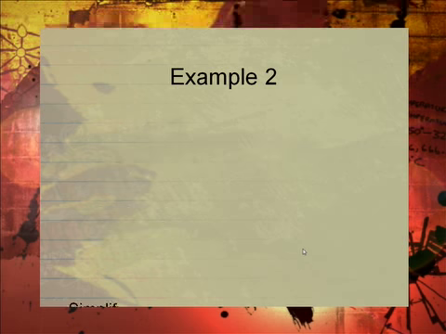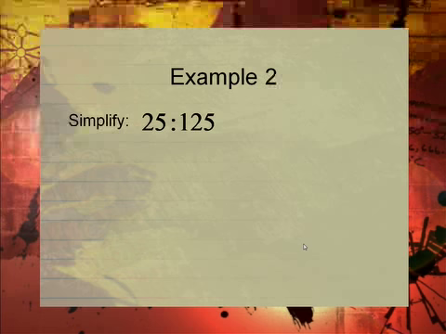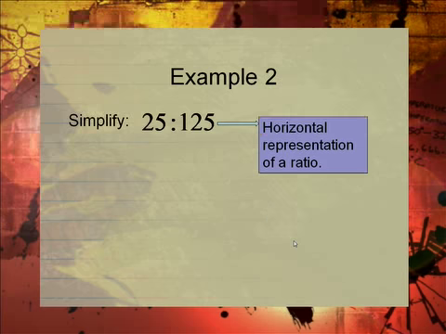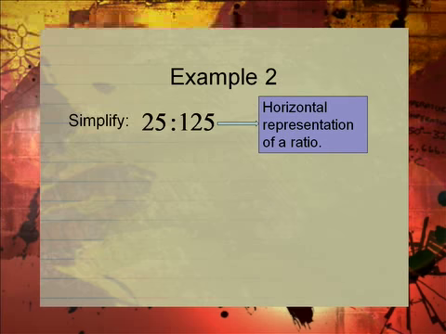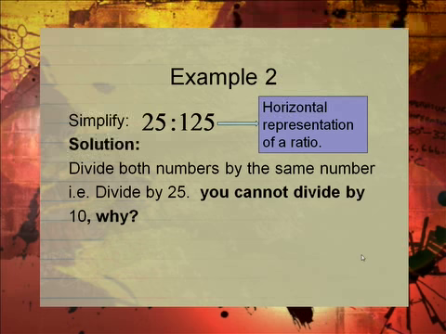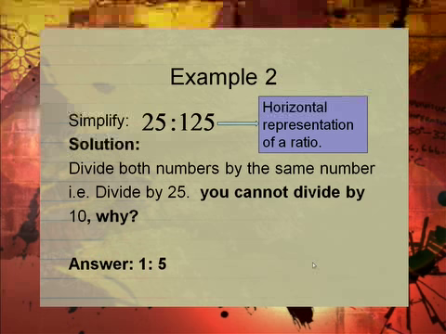Cool. Let's look at example 2, where we simplify 25 is to 125. Guys, what did I say? This means 25/125. I know that you're happy if you deal with fractions, guys, like that. This is horizontal representation, but you can convert it to 25/125. Let's have a look. Solution here, you divide by the same number, remember? Okay, but you cannot divide by 10, because 10 will make this decimals. This is why I said so. 10 will make it decimal. So the answer is 1:5 when you divide that by 25. You divide it by 25. 1:5. This is the ratio.